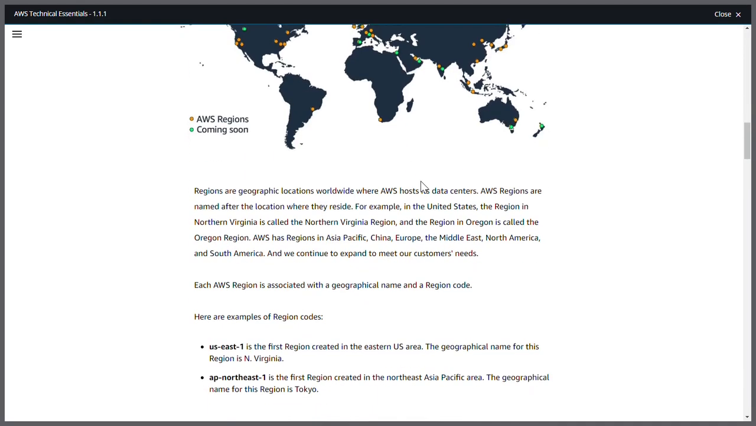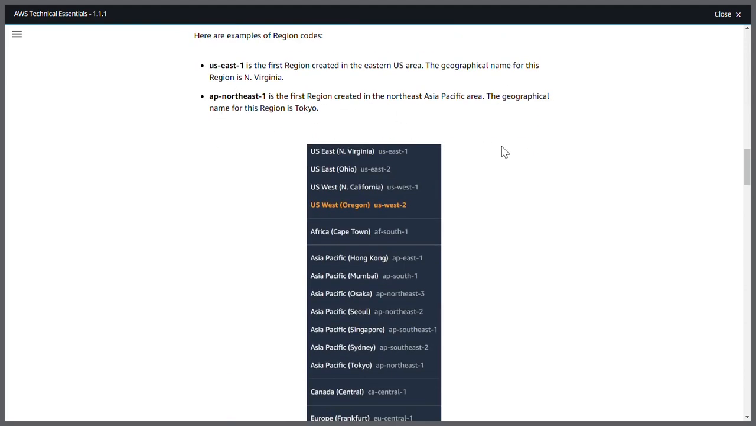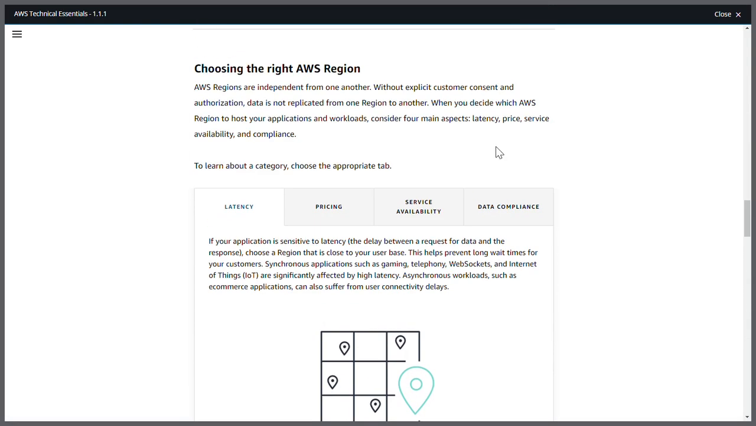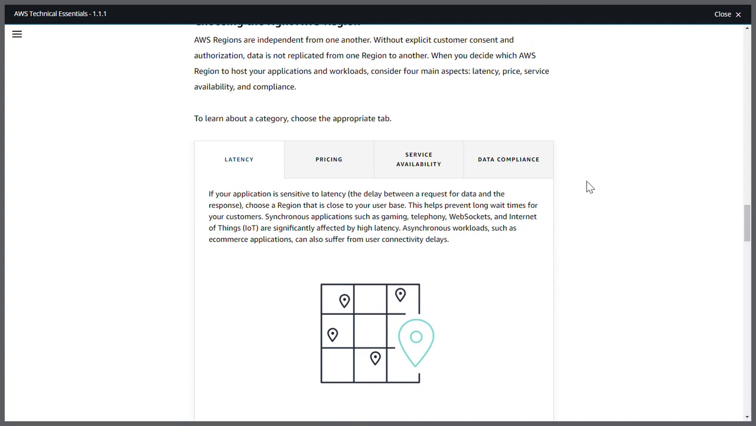If I go down the screen, this is what we talked about: regions, US East 1, AP Northeast 1, and all those. Then why will a customer select one of the regions? There are four factors for selecting a region, like latency that we talked about, and pricing. For example, managing and operating a data center in India versus managing a data center in the US can have different prices based on real estate, based on the salaries of the personnel managing the data center, and based on the import and export duties levied when importing the racks and the servers and whatnot.